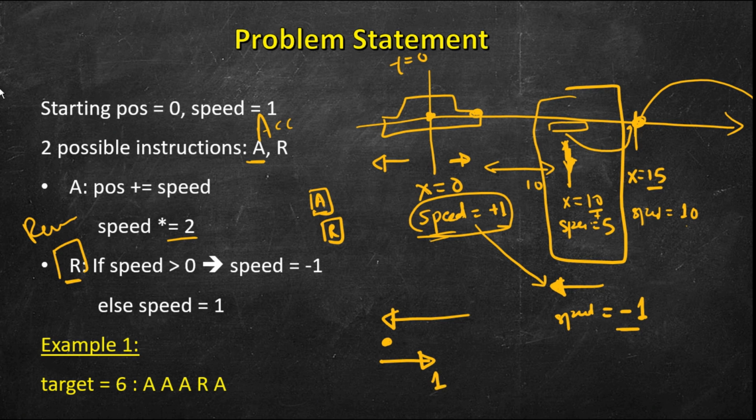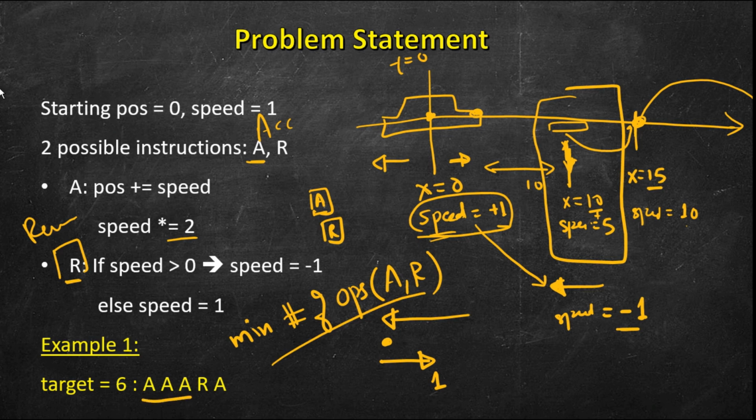Now based on these two actions, you have to reach a certain target. The target will be in the positive x direction, and you have to perform only these operations A and R. The question is to find the minimum number of operations required. There may be multiple ways of reaching the same target, but you have to find the minimum number of operations, and the operations possible are A and R. For example, for target 6, the operation sequence can be AAARA.